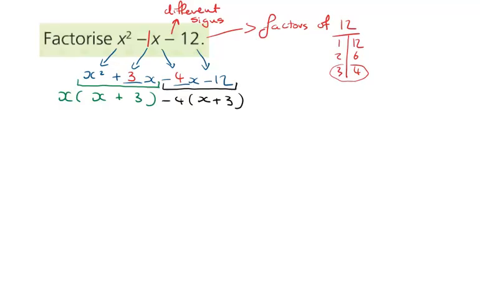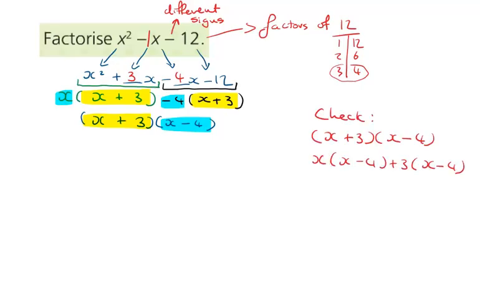Now I see that my brackets match. I have x plus 3 inside both brackets, so that's the first part of my answer. And then x minus 4 will be the second part of my answer. So I was asked to factorize x squared minus 1x minus 12, and the answer is x plus 3 times x minus 4. I'm now going to check my answer by multiplying out the brackets. And I get back to the start, so I know I'm right.